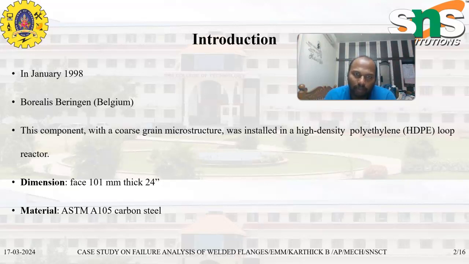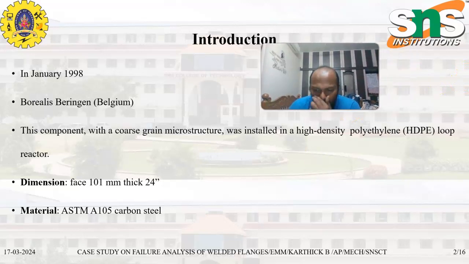The first one is that it happened in January 1998 in Belgium. Here the component is with the coarse grain microstructure, which was installed in a high density polyethylene loop reactor. The dimension is face 101 millimeter, thickness is 24 inch, and the material is A105 carbon steel.